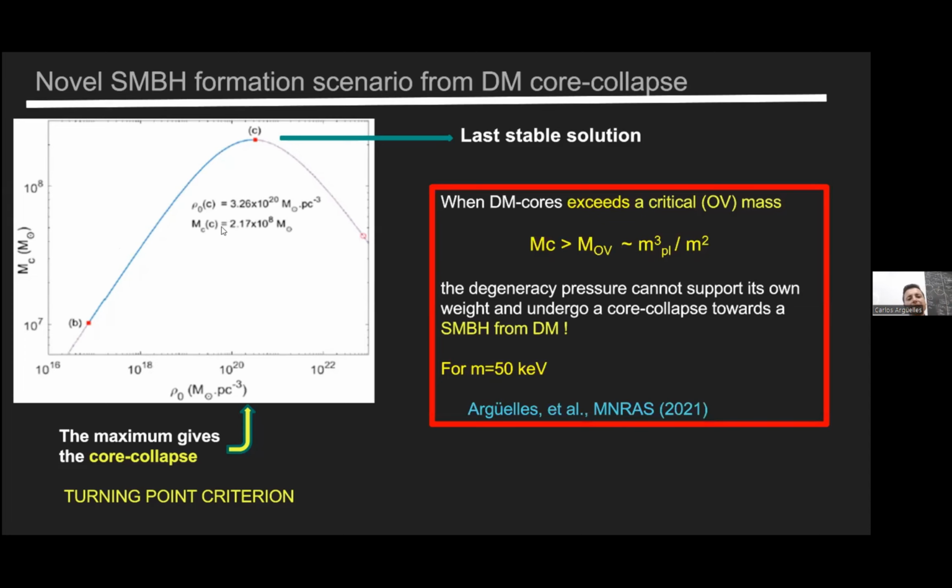But interestingly, you can pay attention to this specific value of the core mass, this quantum core at the center of the distribution, which is of the order of 10 to the 8 solar masses for this particle mass. So at this maximum, the core mass is of the order of the Oppenheimer-Volkoff mass, and so after point C it is overcome, and the degeneracy pressure of this quantum core, which was stable prior to this point, cannot support its own weight any longer and collapses towards a supermassive black hole.